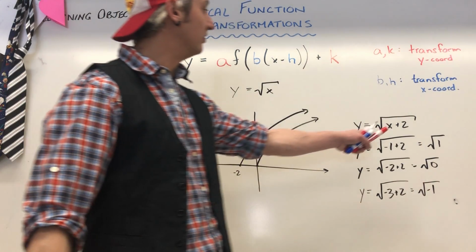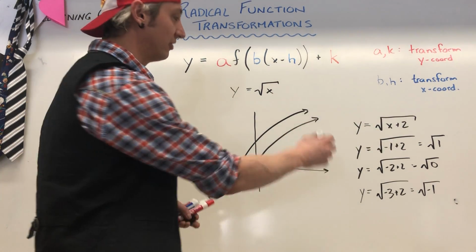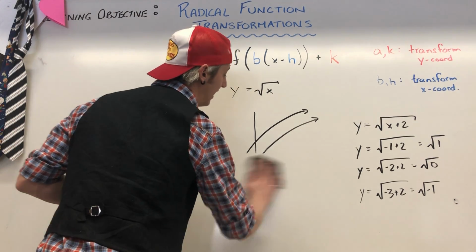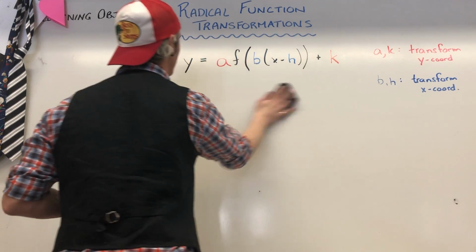And we can see this is just a horizontal shift, negative 2. So that's actually an h. We just need to know that we cannot have negative square roots.